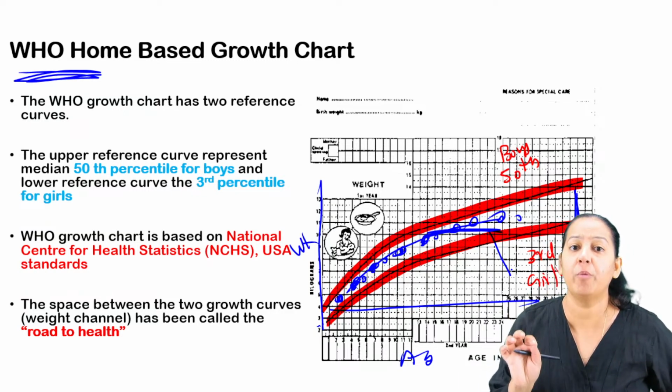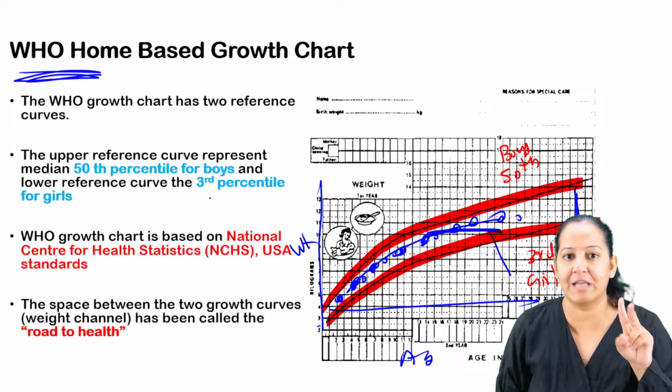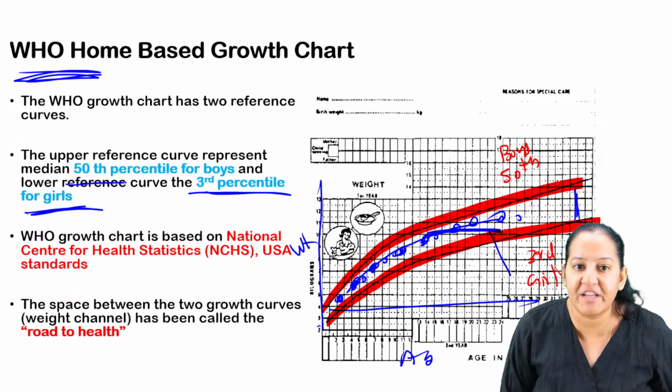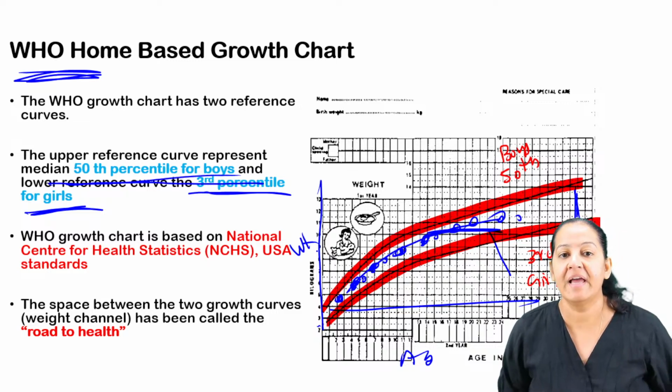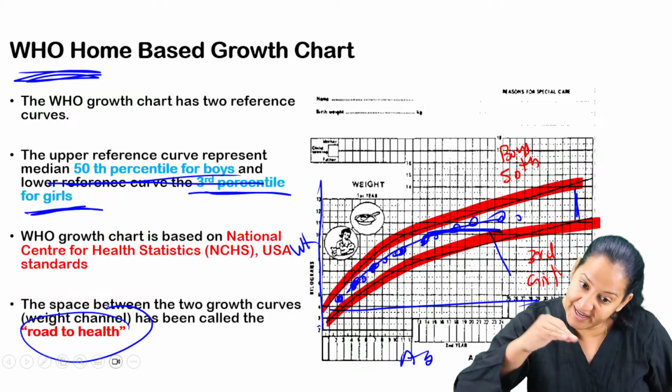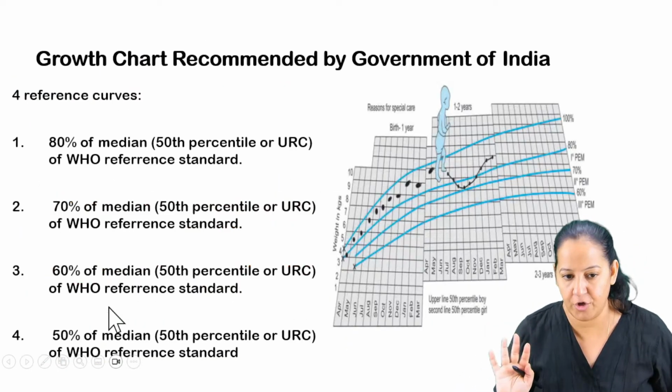So this is the WHO growth chart. Learn the two references. The lower is the 3rd percentile for girls and the upper is the 50th percentile of boys, and the distance between the two is road to health. So the child's growth should be in the road to health. I hope you got it.